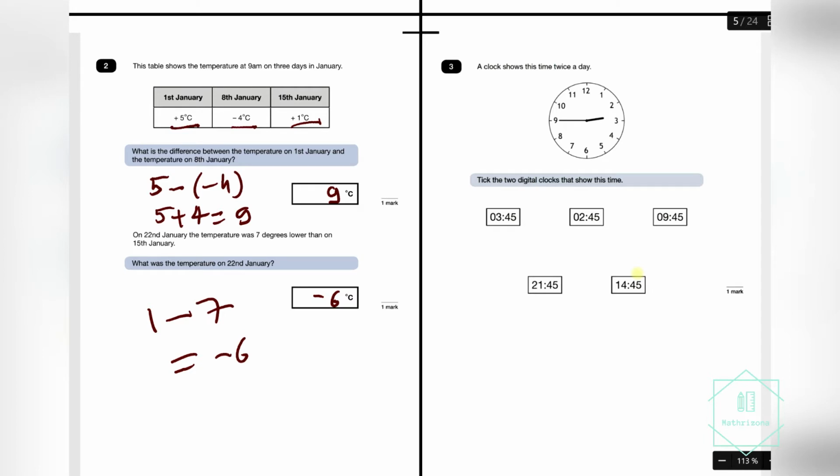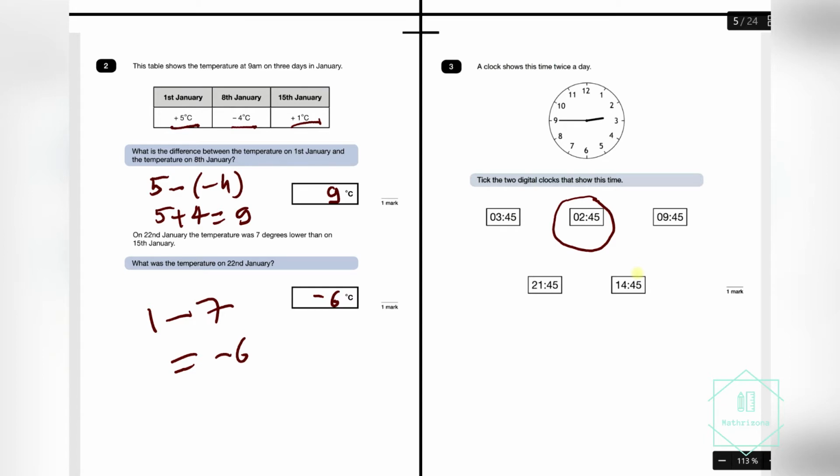Okay, good. Third question. A clock shows this time twice a day. Pick the two digital clocks that show this time. If you see the timing, it's between 2 and 3. So that means it's 2 and 9, which in minutes is 45. So the time is 2:45. In a digital clock, which is a 24-hour clock, first it will show this one. So this is our first value.